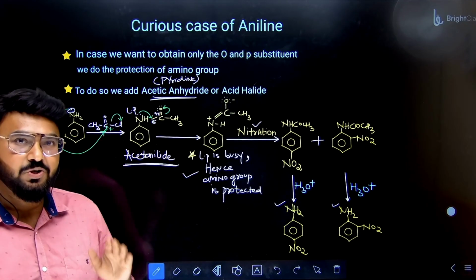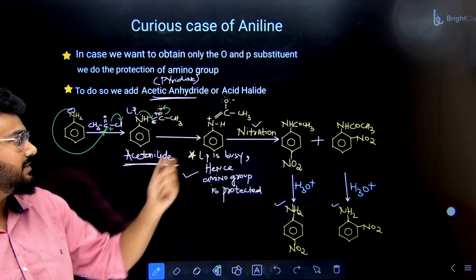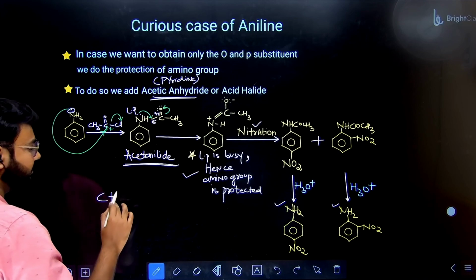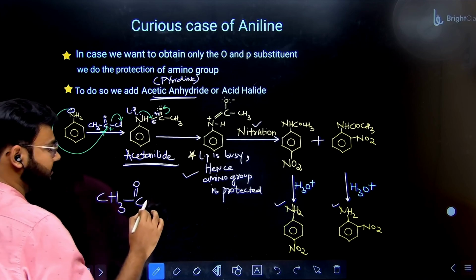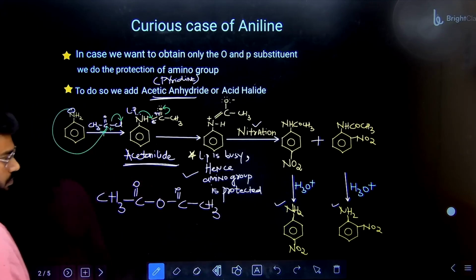In these cases, you need to protect the amino group. And to do the protection, you can add acetic anhydride or acid halide. We have taken the example of acid halide. You can try this with acetic anhydride, which is this, CH3CO group. So you know what will happen.